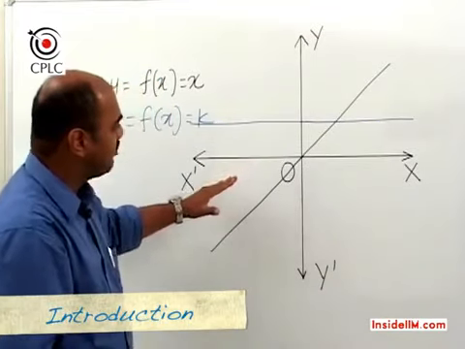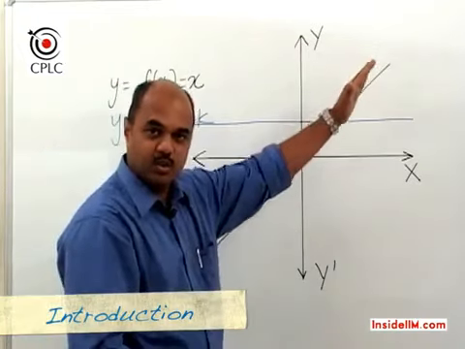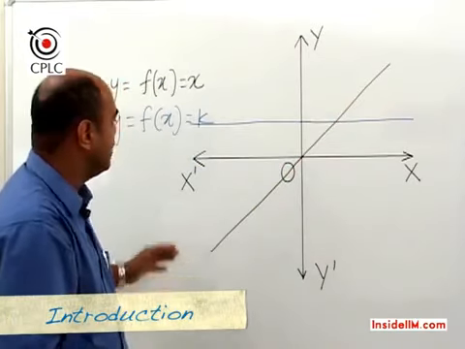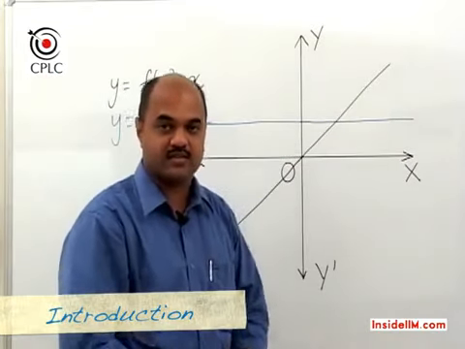So in this first case, we've looked at two functions: the identity function, which is a line passing through the origin at a 45 degree angle, and a constant function, which is nothing but a line parallel to the x-axis.